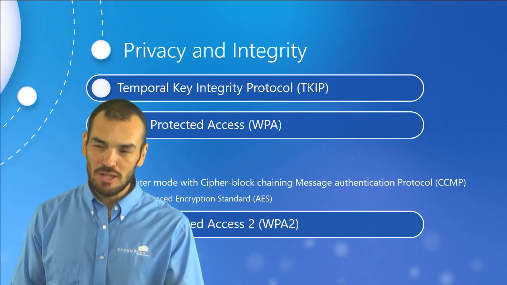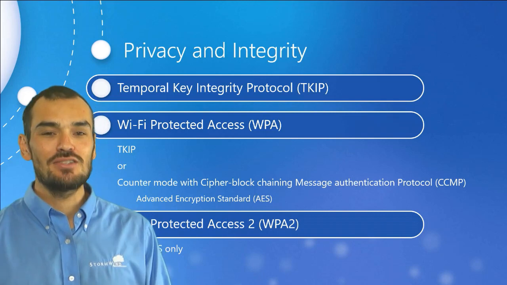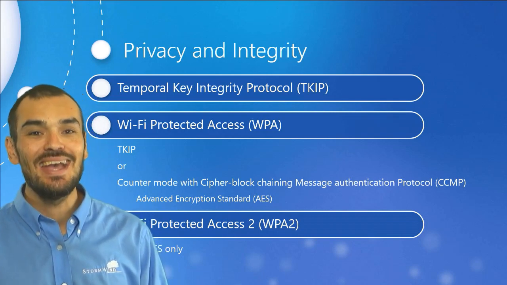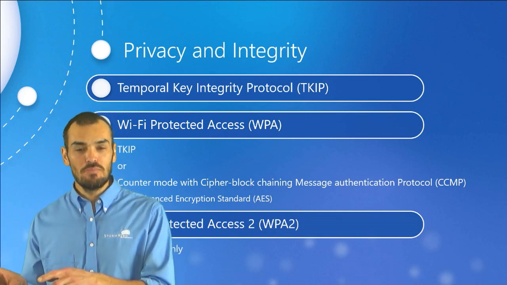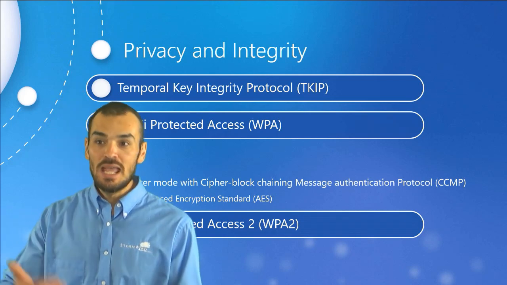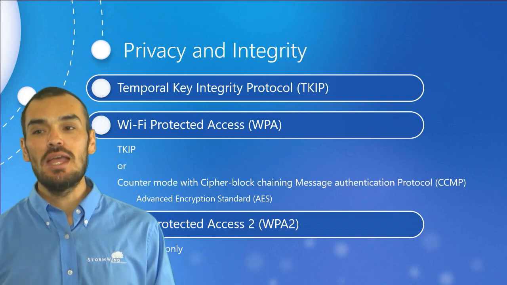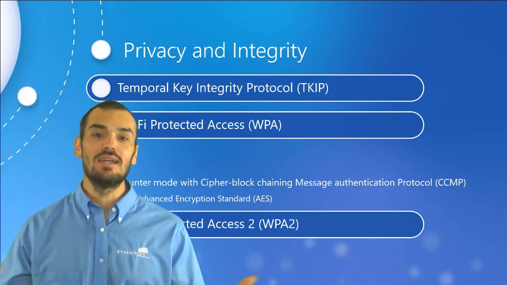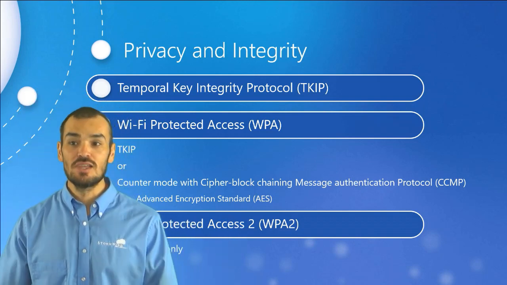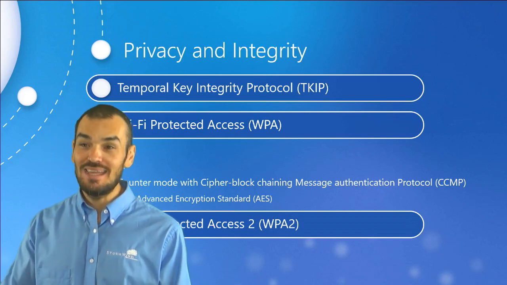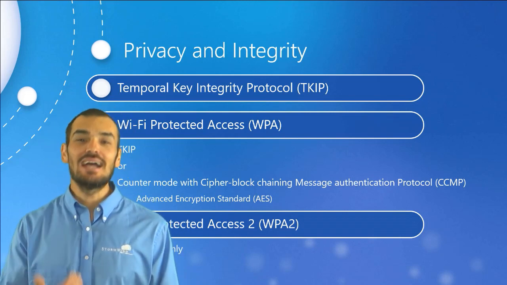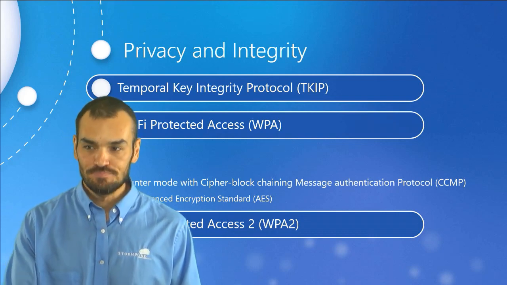Now, the other acronym I threw into the discussion there was the Advanced Encryption Standard, or AES. This is a block cipher that replaced the RC4 method as well as TKIP. It uses a 128-bit key and encrypts data in 128-bit blocks. Recognize that AES, just like WPA, is a standard, not necessarily a protocol.